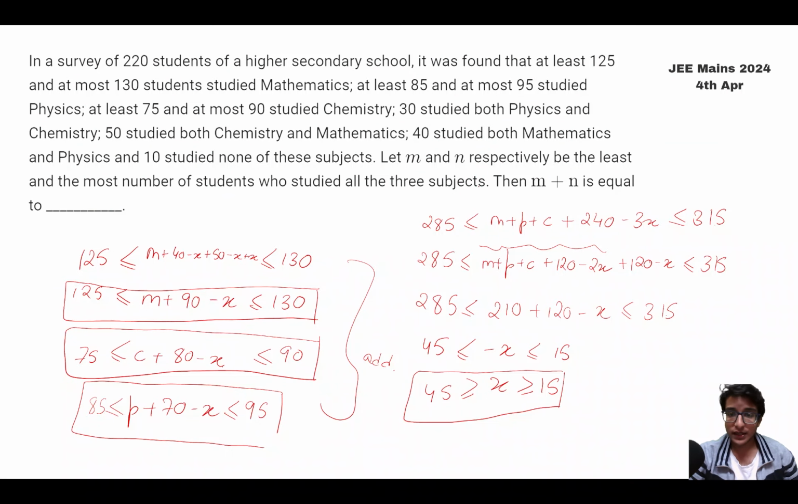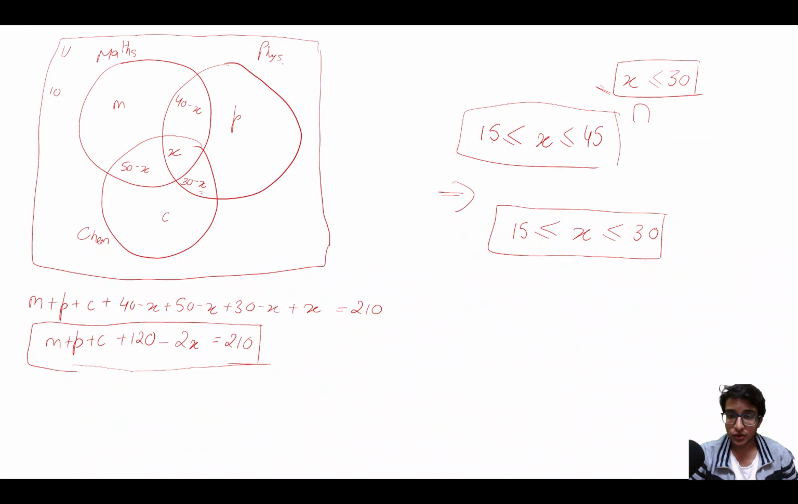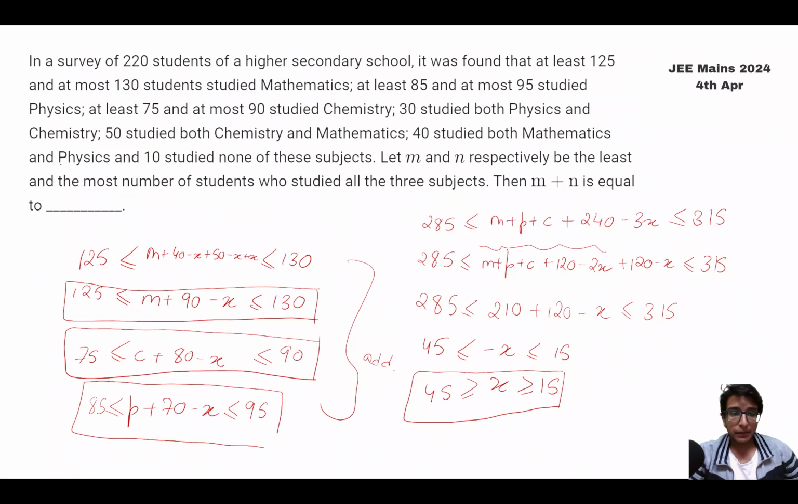What have they told to us in the question? M and n be the least and most number of students. So this is my m and this is my n. Now we have to find out m plus n. So m plus n would be equal to 45. This is my answer. So m plus n is equals to 45.